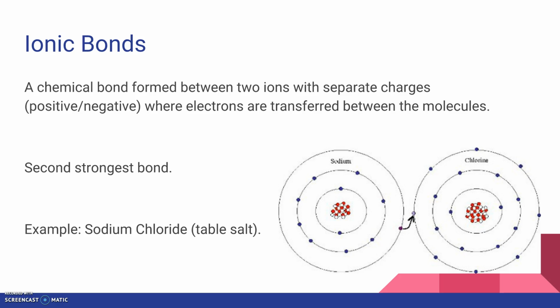The next bond we're going to be talking about are ionic bonds. So an ionic bond is a chemical bond formed between two ions with separate charges, one with a positive charge and one with a negative charge. And these electrons are transferred between the molecules. So unlike covalent bonds, where the electrons are being shared between the two molecules, the electrons are being transferred from one molecule to another in ionic bonds. So that's the main difference between these two bonds. Covalents are shared, and ionic are transferred from one to another.